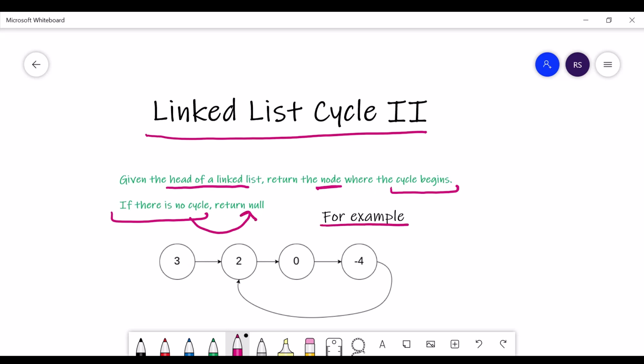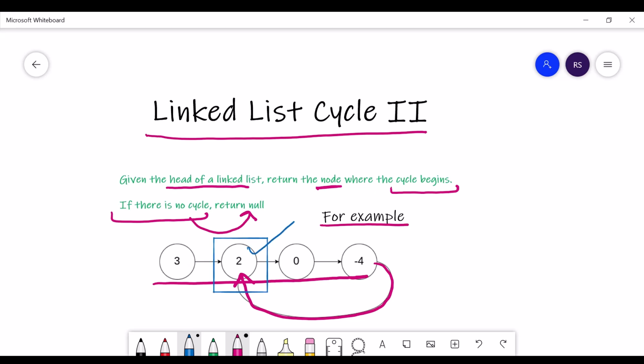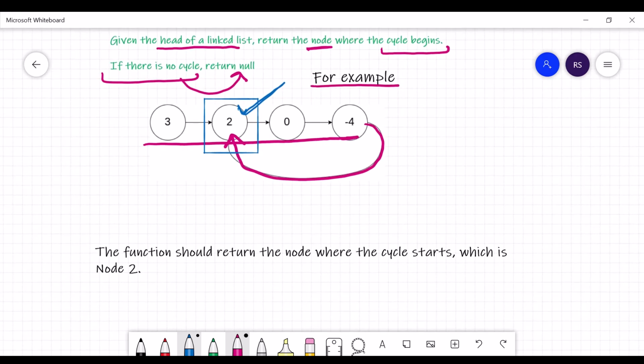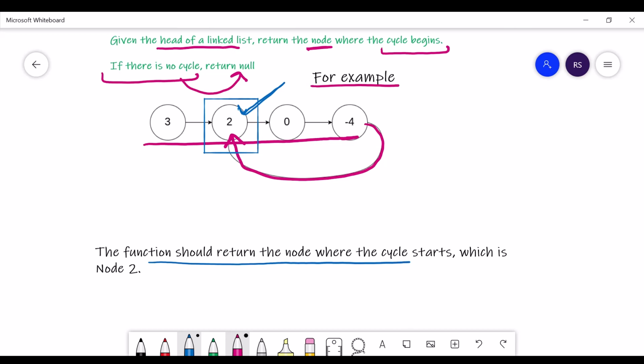For example, here the linked list is 3, 2, 0, -4. -4 is pointing back again to node 2. So you can see the start of the cycle is at node 2, so you need to return node 2. The function should return the node where the cycle starts, which is node 2 over here. I hope the question is clear.